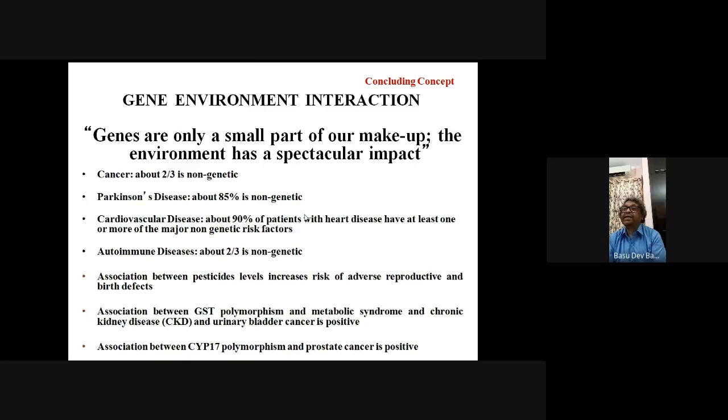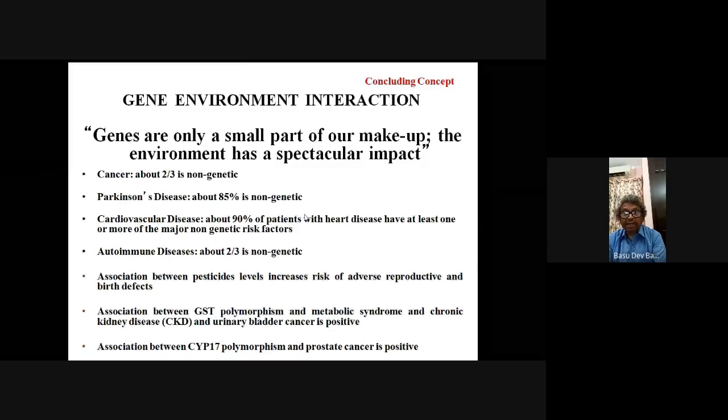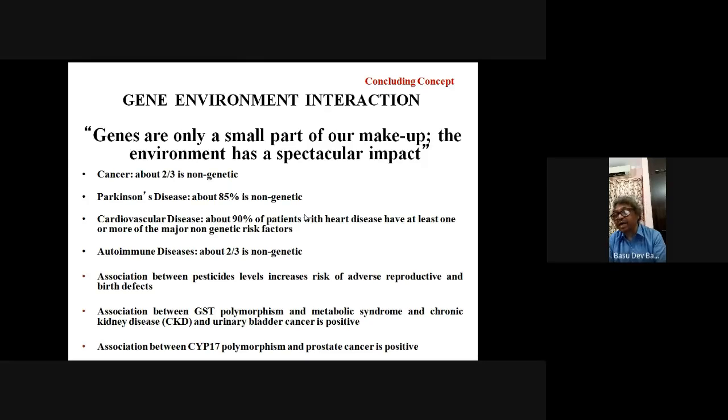So I think we are coming to our concluding concept. We started with the concept that genes are only a small part of our makeup, and the environment has a significant impact. And we found that cancer and Parkinson's are mostly non-genetic, but are aggravated with the help of genetic polymorphism and environmental exposures in certain situations.